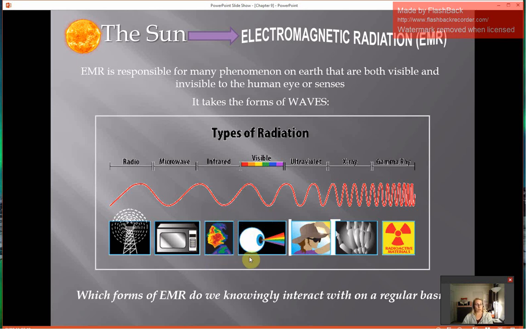The visible spectrum, obviously what we can see with our eyes. Ultraviolet, think about getting sunburns. X-rays, see the cool black and white image of your hand or whatever else, a bone is broken, down to the radioactive level. So we interact with all of these on a daily basis, and we see the visible ones, but even those we probably don't actively go, wow, look at that amazing reflected light.